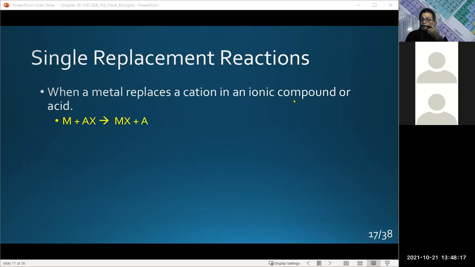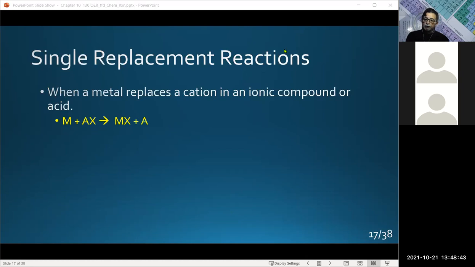All right, this brings us to the single replacement reaction. And in that general example, we have a metal M reacting with an ionic compound with another metal designated here as A. It's an ionic AX, X could be anything. And then if this reaction proceeds as written, they'll be exchanging the metal.